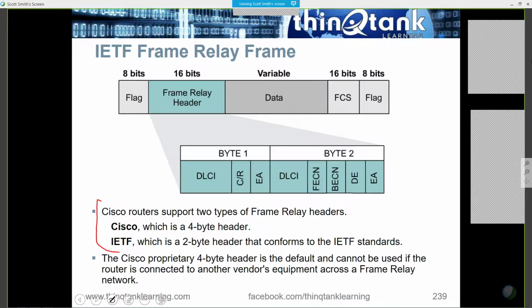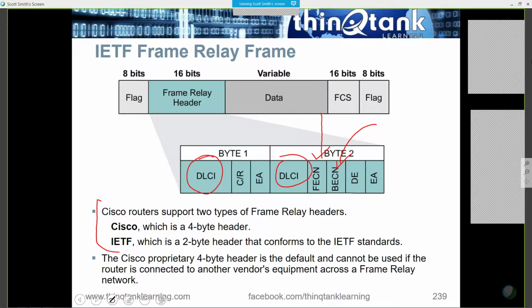Now, there's a whole bunch of stuff in this frame relay header. There's something called the DLCI. There's these FECN bits and then we have BECN bits too. That stands for forward explicit congestion notification, backward explicit congestion notification.